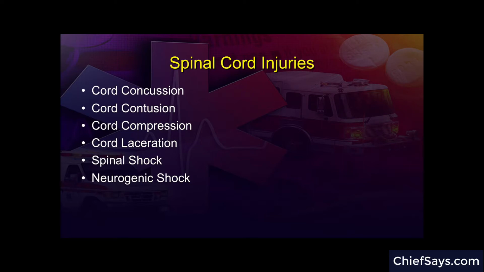Cord contusions will have a little bit more of a breaking of blood vessels and accumulation of blood in the process. Cord compression is a little different than traumatic brain injuries we've talked about before, in which the cord itself has pressure on it externally that's now restricting the flow of cerebrospinal fluid and the conduction of nerve impulses through that process, as well as blood flow. Cord laceration would be a cutting of the cord. Spinal shock and neurogenic shock are two different results of spinal cord injuries that we'll discuss and can be life-threatening.